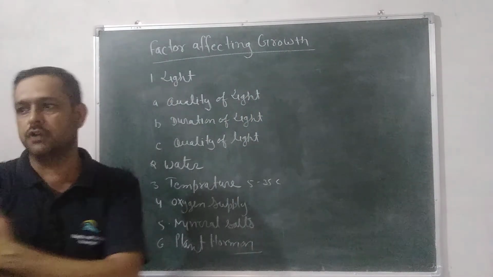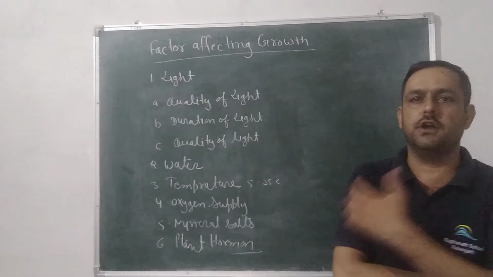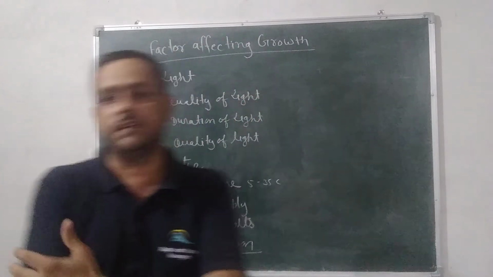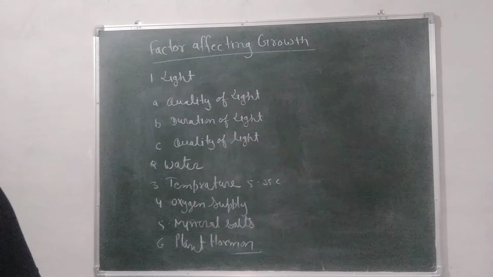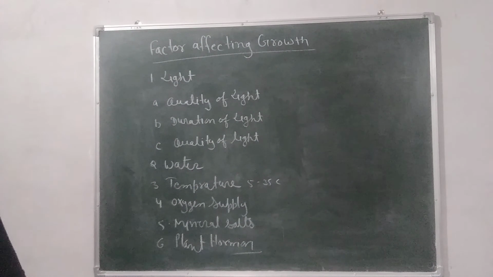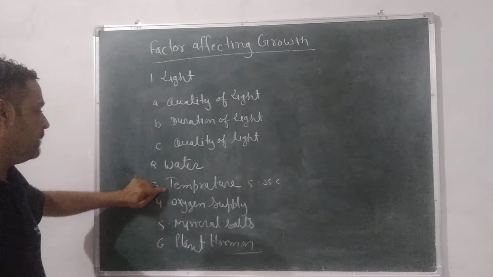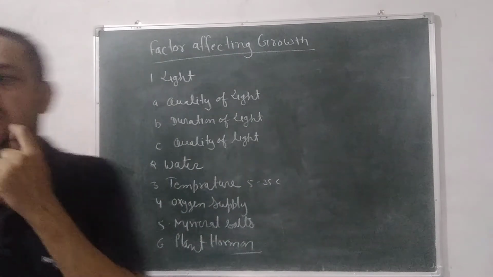These factors belong to both physical and environmental factors. Absorption of water and minerals, photosynthesis, respiration, etc. are included in physical function factors, while weather and soil related factors are included in environmental factors. Some important factors affecting the growth of plants are as follows: light, water, temperature, oxygen supply, mineral salts, and plant hormone.